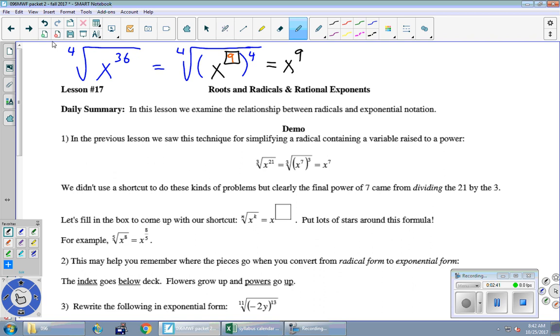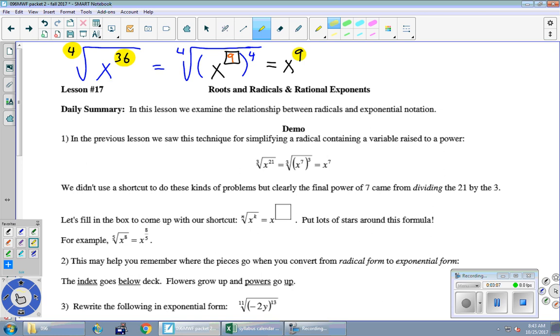Okay, and so then if we're looking for a shortcut, what can we do with the 36 and the 4 to get the final answer of 9? It's 36 divided by 4, isn't it? I mean, that's how we came up with the 9. We didn't necessarily think of it that way, but we were looking for a number to put in this box so that the box times 4 gives 36. Well, that's a division problem.